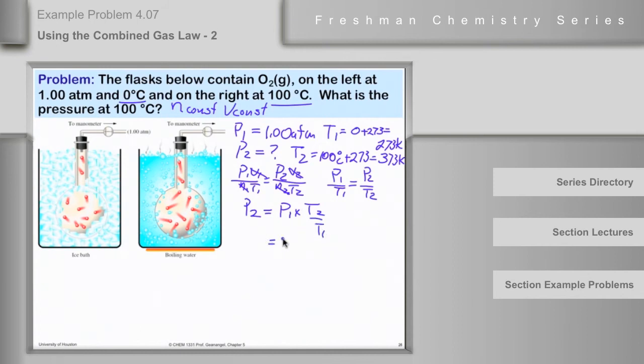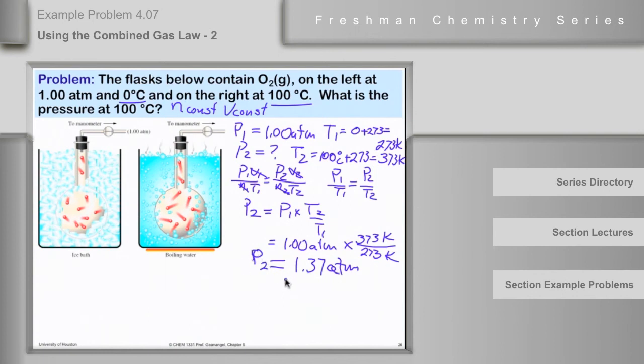And P1 is 1 atmosphere times T2, which is 373 kelvins, over 273 kelvins. You have to remember not to use the Celsius temperature. You will get nonsensical results if you do, and probably there will be one of the multiple choice answers that fits it, whatever it is. When you do the arithmetic for this, or at least when I did it, I got 1.37 atmospheres for P2.